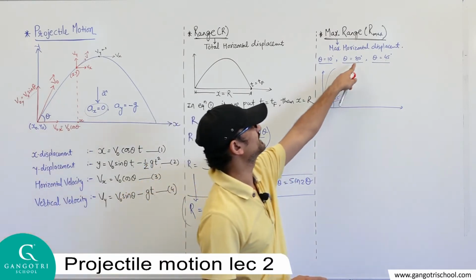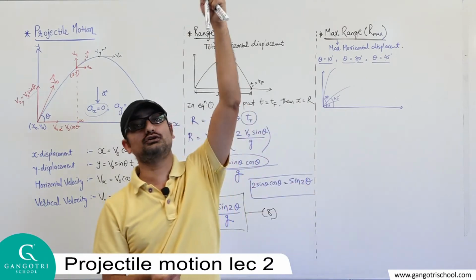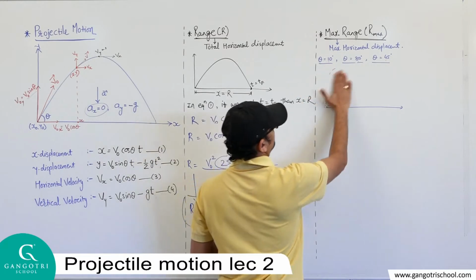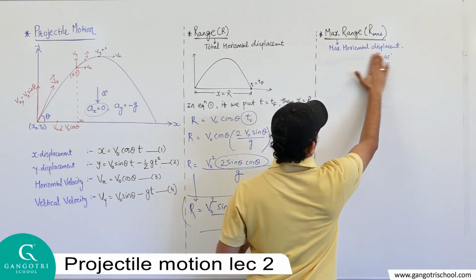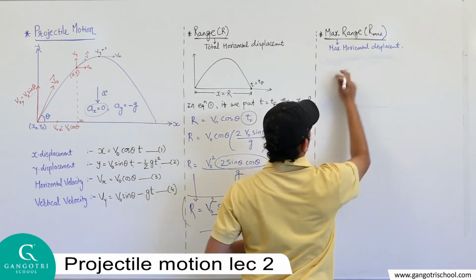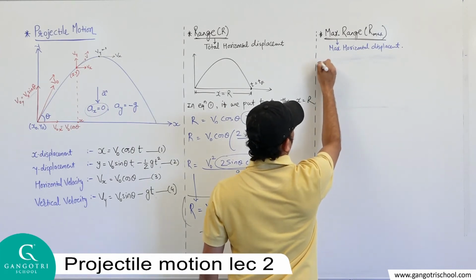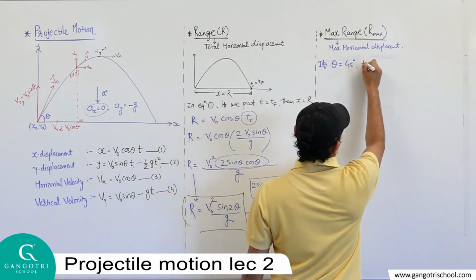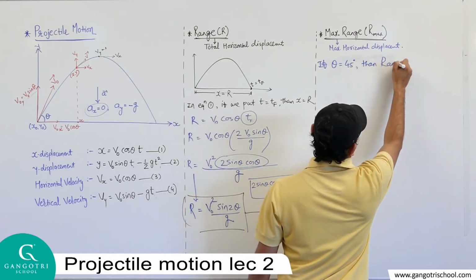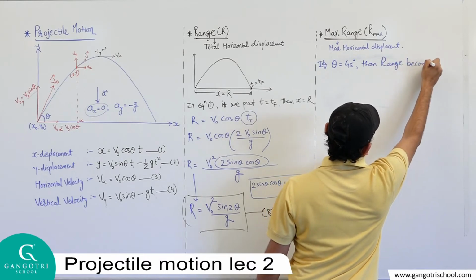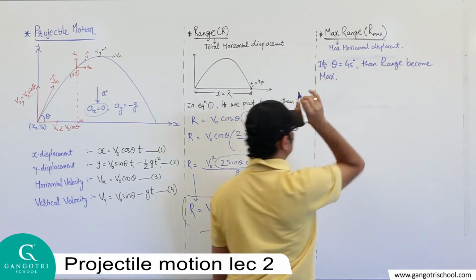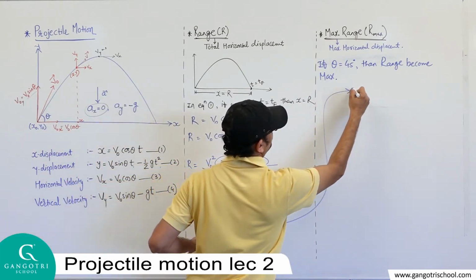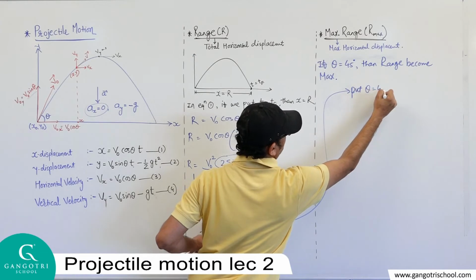If the object is thrown at a larger angle, it will definitely go high but not far. So practically remember this: when the object is thrown, if theta is equal to 45 degrees, then range becomes maximum. So in this formula of range, let's put theta equal to 45 degrees.